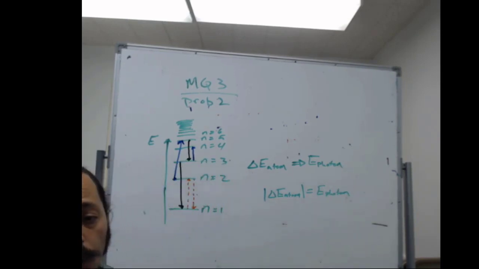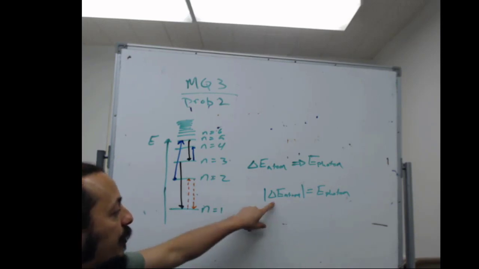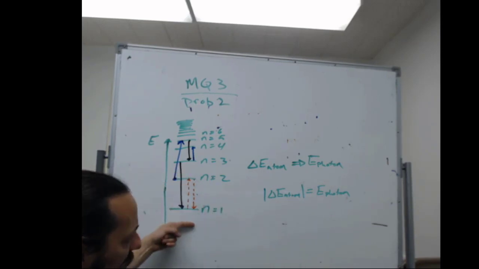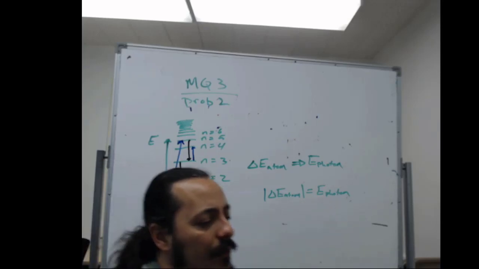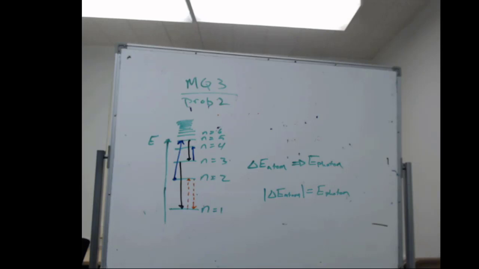When we look at the energy of the photon, the photon always has to be positive energy. Whether it's a photon being absorbed or emitted, the photon is going to be positive energy. So that's what problem 2 is trying to get us to think about.